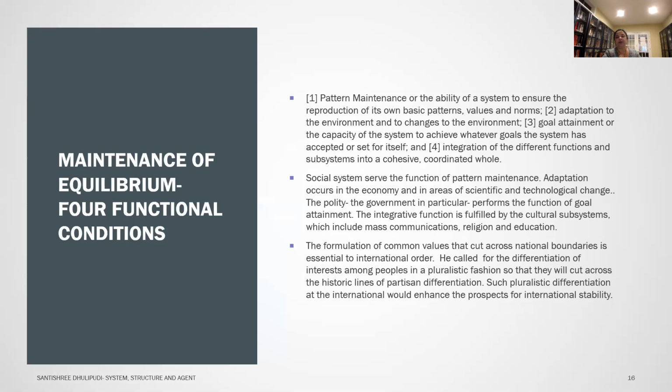Maintenance of equilibrium and four functional conditions. Pattern maintenance, or the ability of the system to ensure the reproduction of its basic patterns, values, and norms. You have after that goal attainment, the capacity of the system to achieve whatever goals the system has accepted as set for itself. Integration of the different functions and subsystems into a cohesive, coordinated whole.